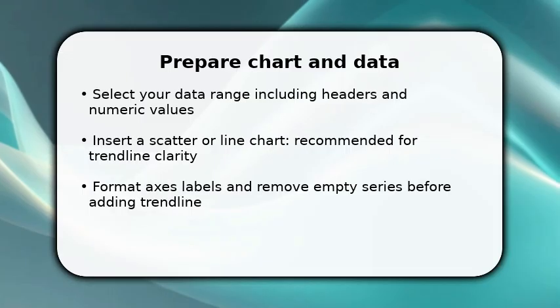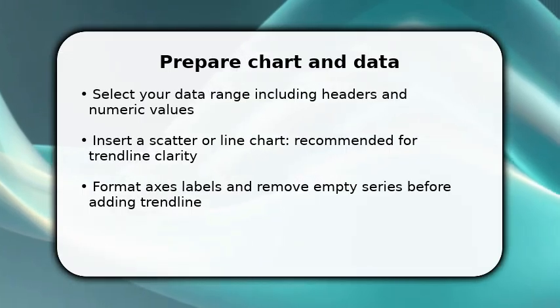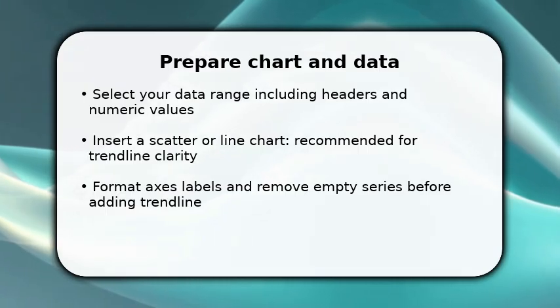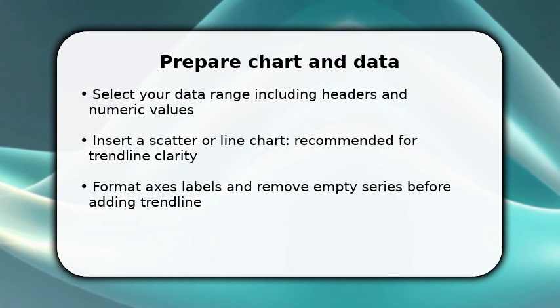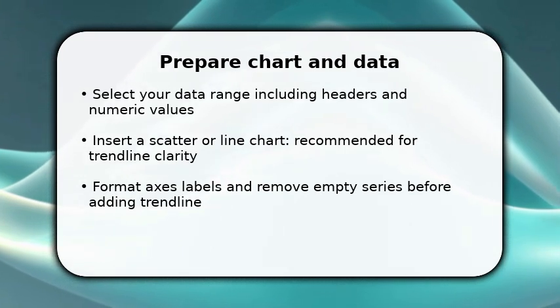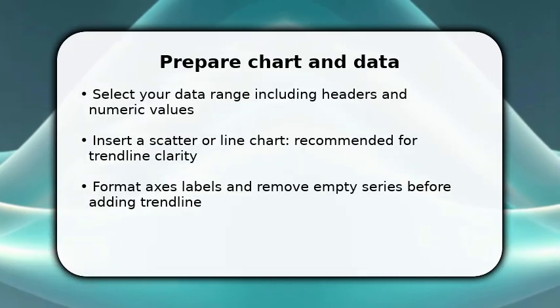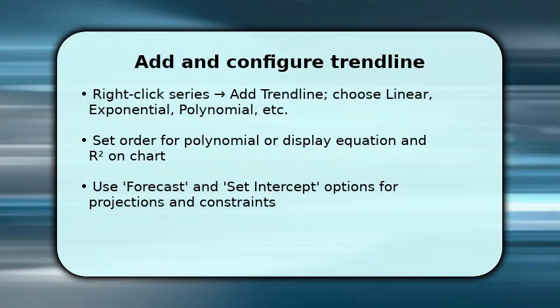You're setting the baseline so the regression calculations Excel will use are accurate and meaningful. This saves time when you add and interpret the trend line next. You now add the trend line by right-clicking the data series and choosing Add Trendline. Pick linear for straight relationships, exponential for multiplicative growth, or polynomial for curves.